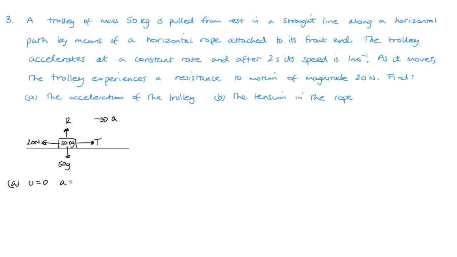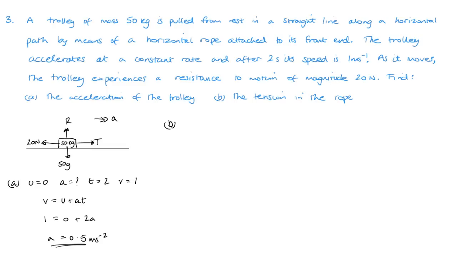It accelerates at a constant rate, which is what we want to find. Its time after 2 seconds, V is 1. So V equals U plus AT. That's what we're using. So 1 equals 0 plus 2A. So A is going to be equal to a half, or 0.5 meters per second squared there.